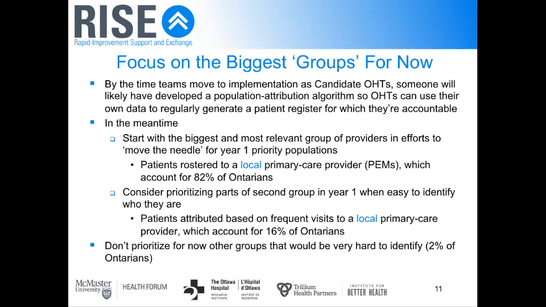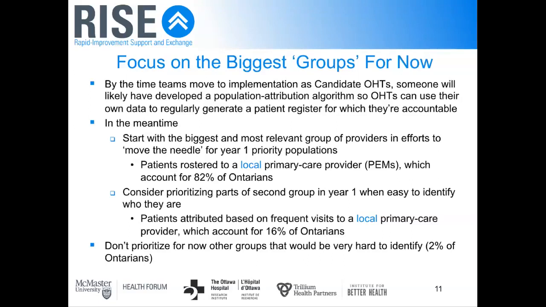But in the meantime, we think it makes sense, and what we hear people are doing in the OHT community of practice, is to start with the biggest and most relevant group of providers in order to move the needle for the year one priority population. So those are the patients rostered to a local primary care provider. So those are the PEMs. On average across Ontario, they account for about 82% of Ontarians. So another way of saying that is 82% of Ontarians have been attributed to one of these naturally occurring networks based on enrollment in PEMs.